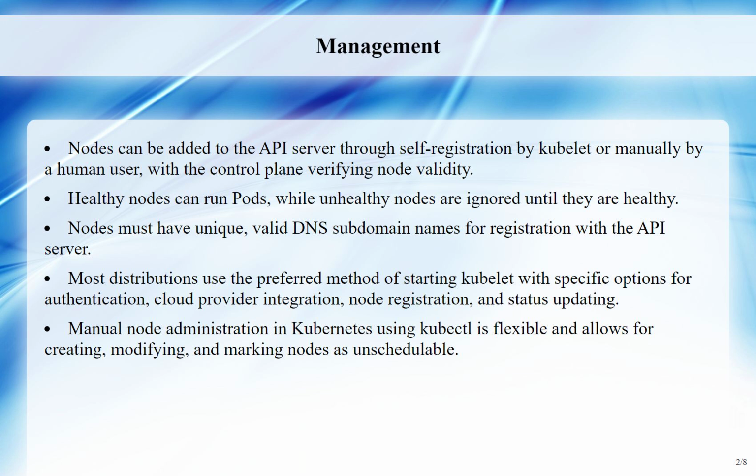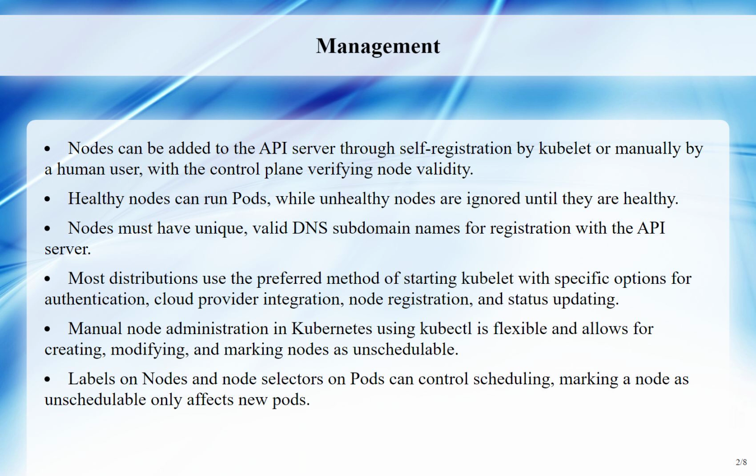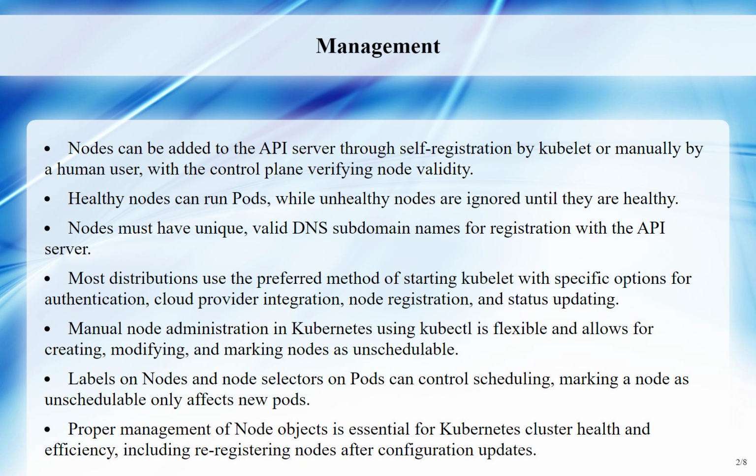Manual node administration can be done using kubectl, regardless of the self-registration setting. Nodes can be created, modified, and marked as unschedulable using this method. Labels on nodes can be used in conjunction with node selectors on pods to control scheduling. Marking a node as unschedulable prevents new pods from being placed on it, but existing pods remain unaffected. This is useful for pre-reboot maintenance tasks.